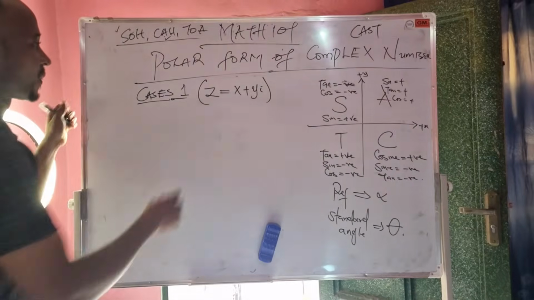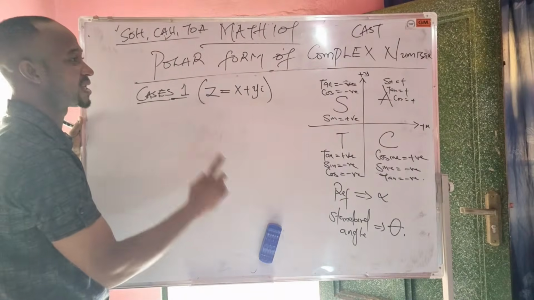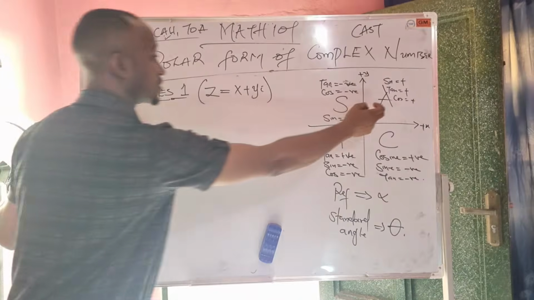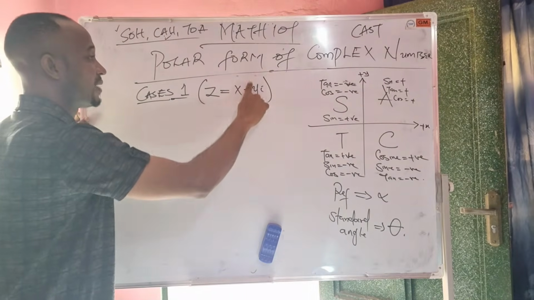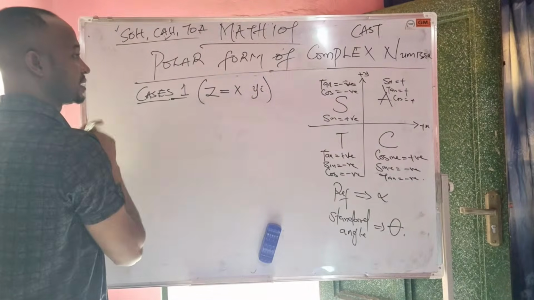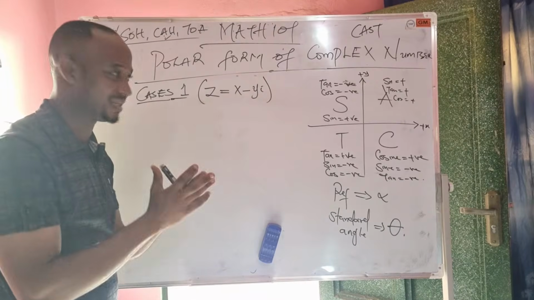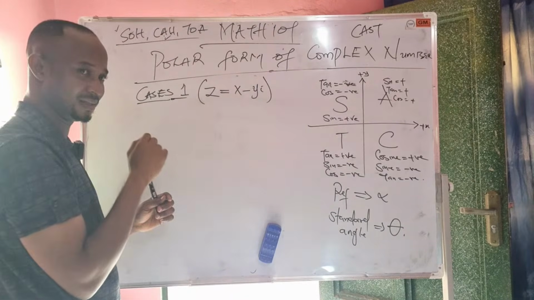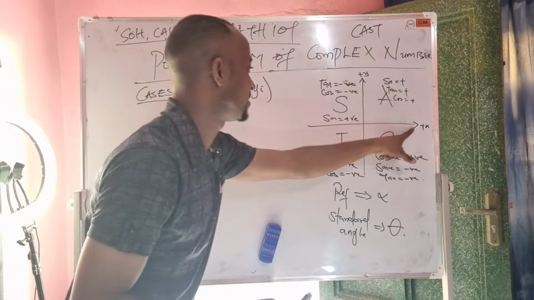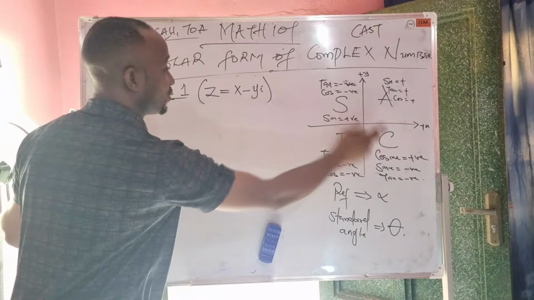Now let's look at it here. For the first case, what does this first case represent? It represents the first quadrant, because both x and y are positive. If I have a minus here, the value of my z can no longer be located in the first quadrant. Do you get the concept here? Because here, our x is positive, but y is negative. It means that I can locate this in the fourth quadrant.